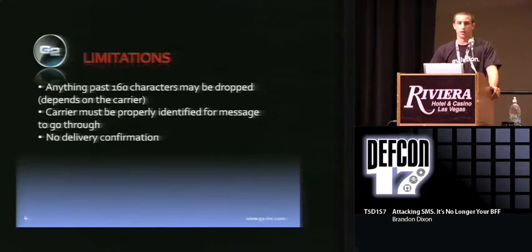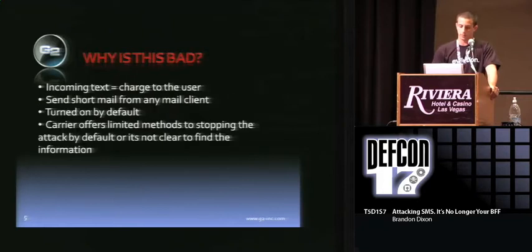So some of the limitations with this attack is anything past 160 characters may be dropped, and this depends on the carrier. I've noticed that some carriers will do the truncating for you, and they'll send the 10, 15 messages based on the length of the actual email you send, while other ones just drop right past 160. The other part is the carrier must properly be identified for the message to go through, which is kind of common sense. If you're sending a message to a number that doesn't exist on that carrier, then it's not going to make it. And same way with SMS, there's no delivery confirmation. There's no reliable means of knowing that the message made it through to the actual user.